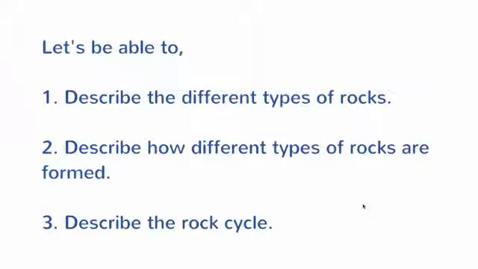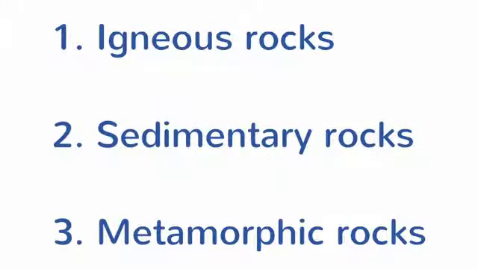Types of rocks. Generally, we can divide rocks into three main categories. First, igneous rocks. Second, sedimentary rocks. Third, we have metamorphic rocks. Let's take a look at igneous rocks first. Igneous rocks.